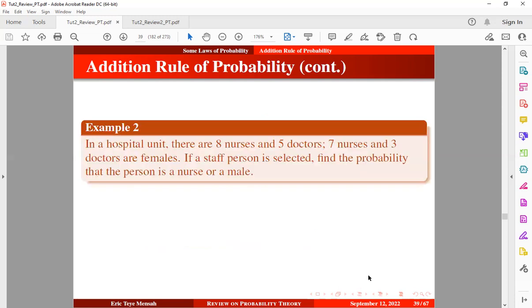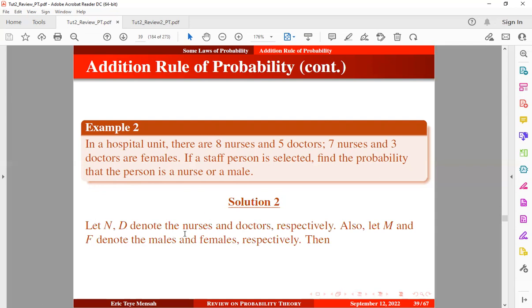Let's take a look at the second example. In a hospital unit, there are 8 nurses and 5 doctors. 7 nurses and 3 doctors are females. If a staff person is selected, we want to find the probability that the person is a nurse or a male. Okay, so let's look at the solution.